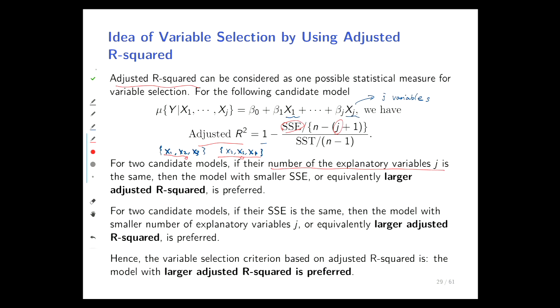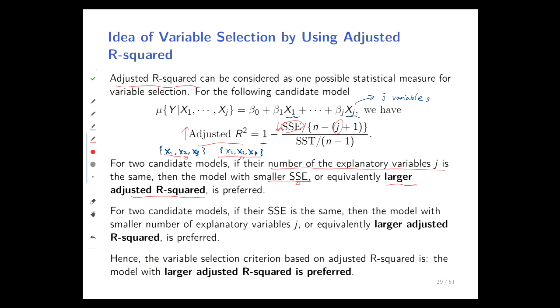So these two models both have three variables, and the number of the explanatory variables is the same. Then, from our intuition, the model with the smaller sum of the squared error is preferred, because the sum of the squared error measures the goodness of fit for the regression model. Equivalently, if we have a smaller sum of the squared error, we have a larger adjusted R-square. So if the number of the explanatory variables j is the same, we need to consider the model with the larger adjusted R-square. So that's one case of how to use this adjusted R-square.